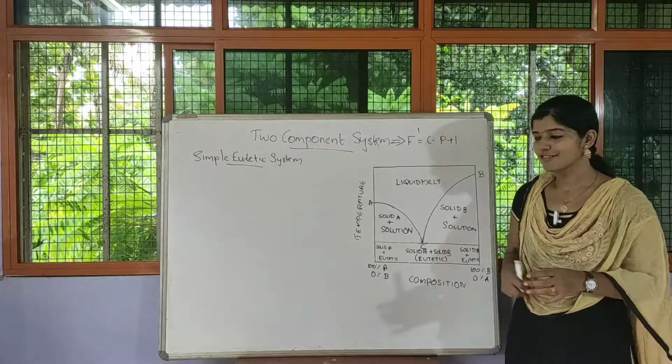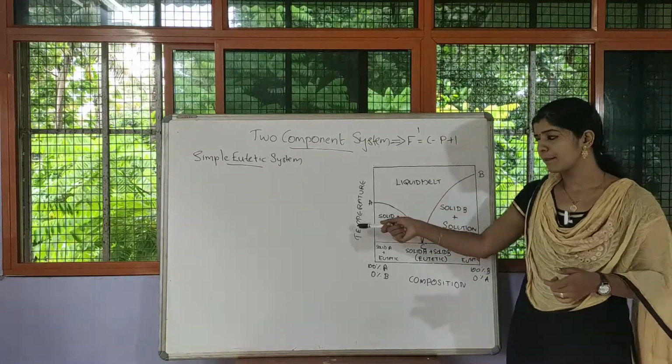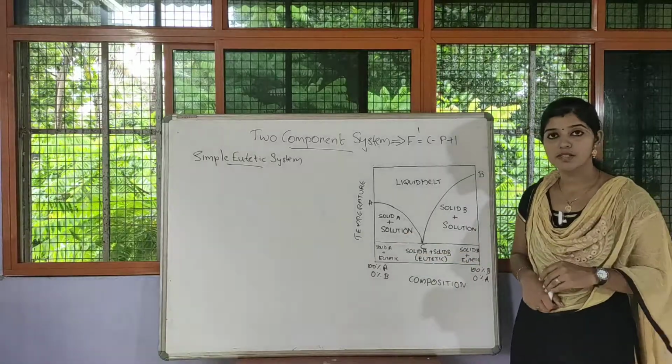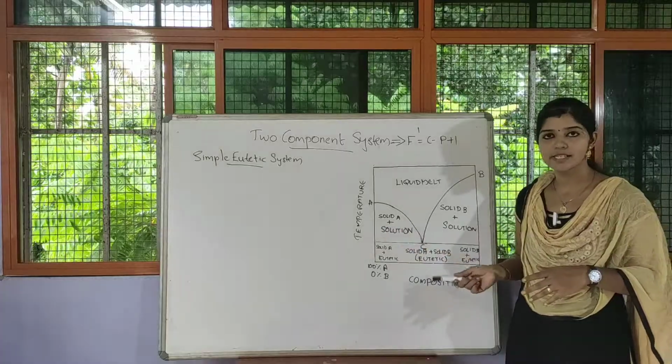Now let us discuss the phase diagram for a simple eutectic system. In this phase diagram, we are plotting temperature versus composition. For a one component system, we plotted temperature versus pressure.